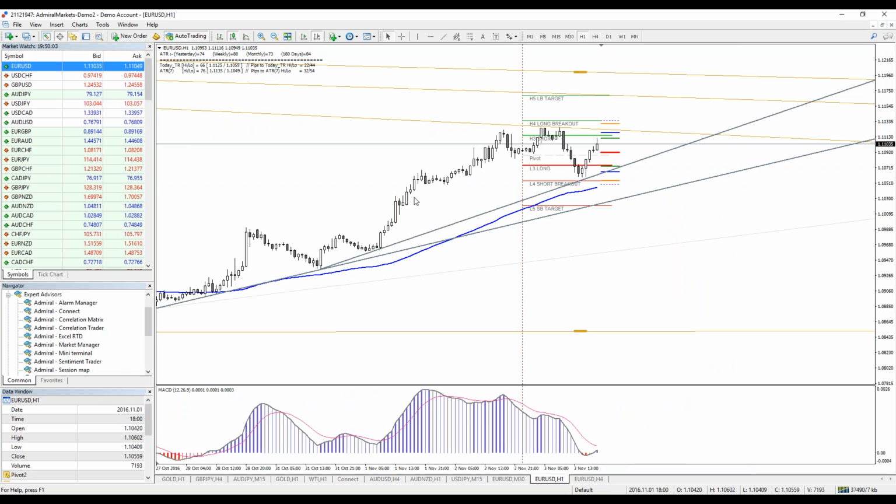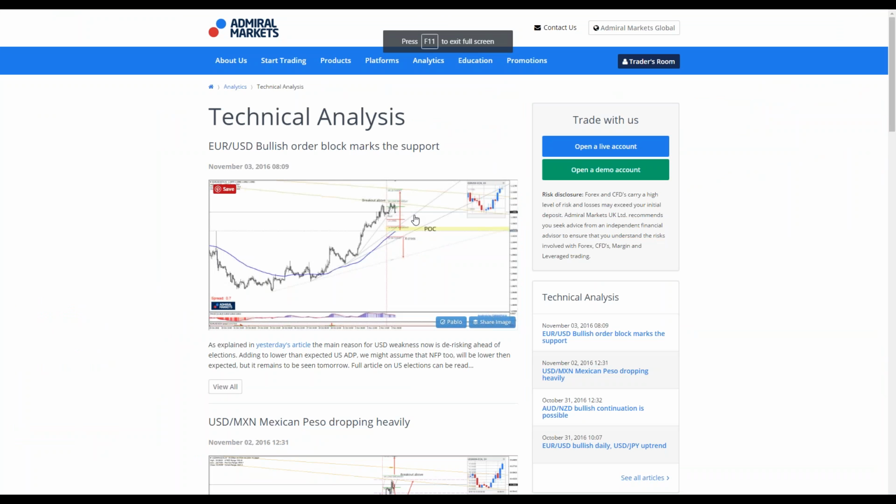This might look like a trader chart, and I always provide you with this kind of chart on the technical analysis page where we post our analytics. You can always see it here on the analytics page. Today, for example, euro dollar bullish. This is my part, and Chris also did the same with his wave analysis. So this is it. Euro dollar bullish order block marks the support.